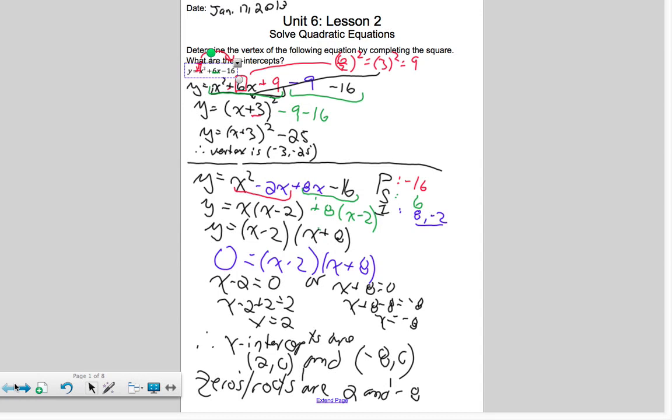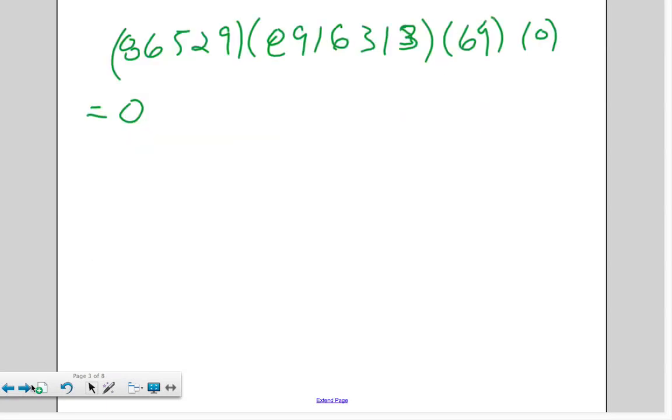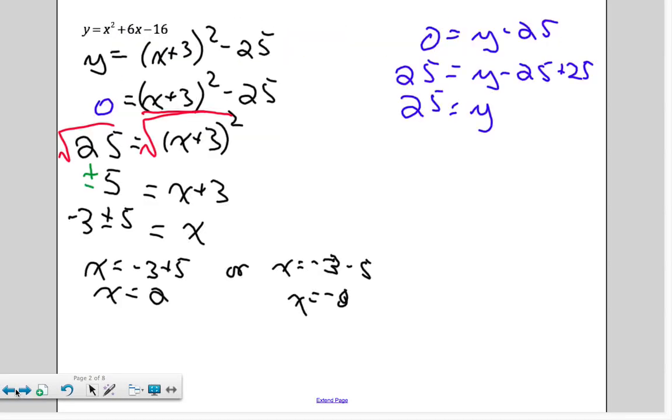Right? So another way that we could do this. There's another way, because the whole thing is that we're solving for when y is equal to 0. We're doing that both times. When we had it in factored form, we're solving for y is equal to 0. Here, when we had it in completed square form, we're just solving for y is equal to 0. Okay, any questions on that?